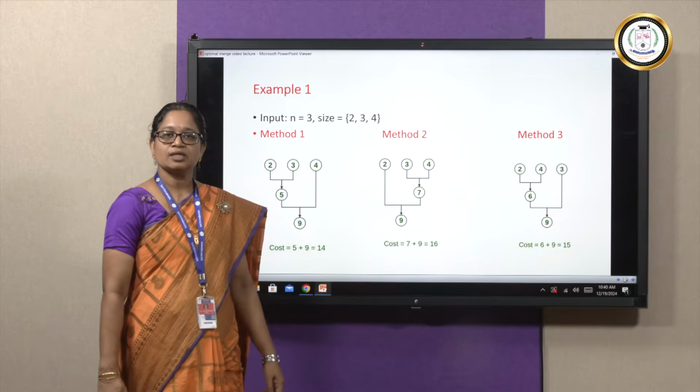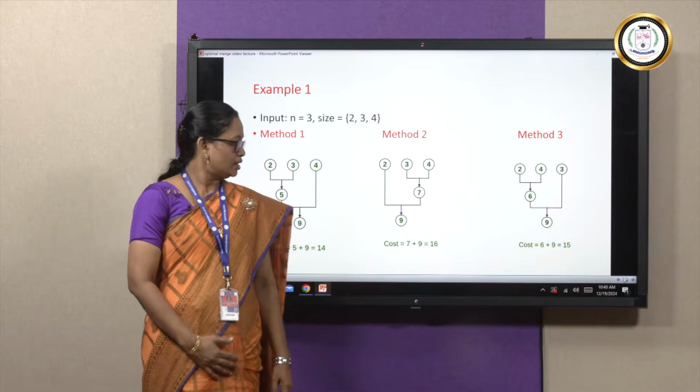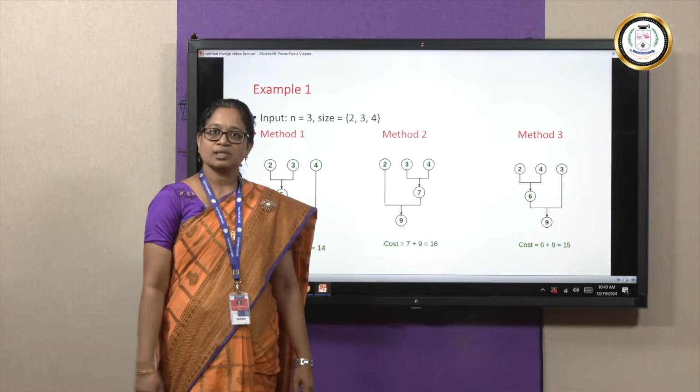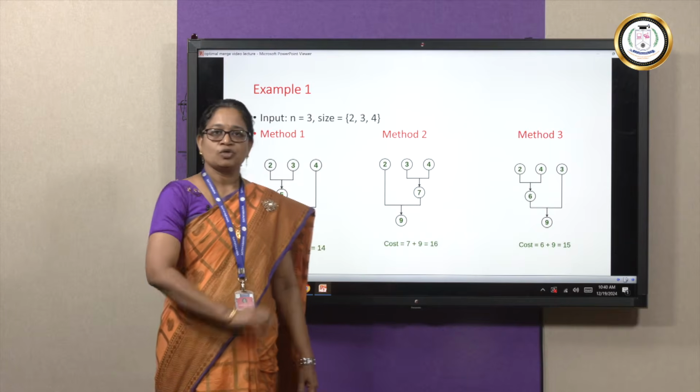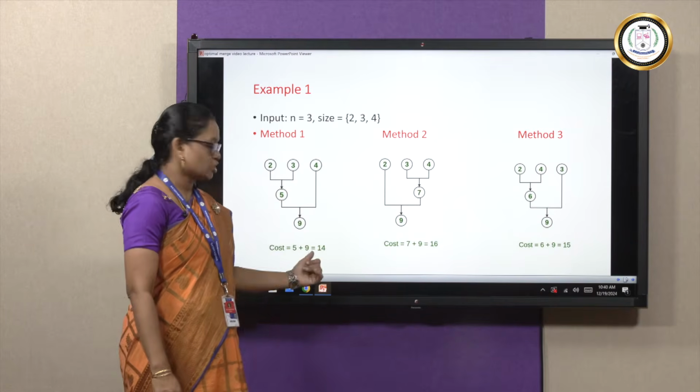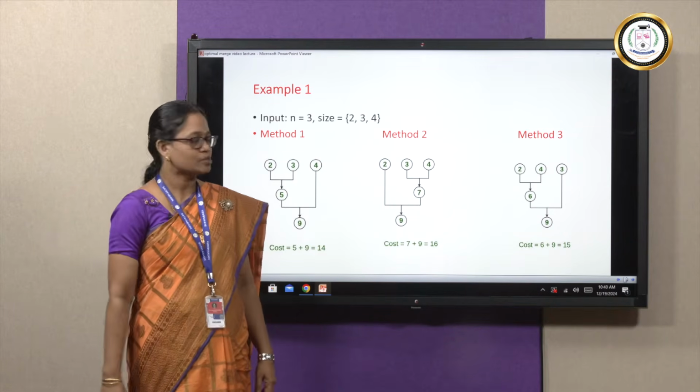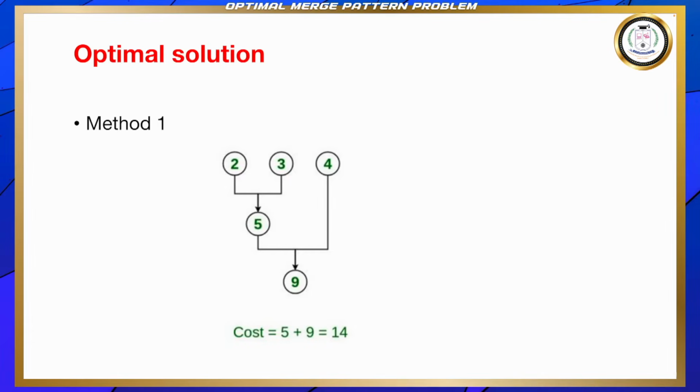Now let us compare the costs computed in all three methods. In the first method the cost incurred is 14, the second method gives the cost as 16, and the third method gives the cost as 15. So here the optimal cost is 14. That is the optimum solution. So the optimum solution is method 1.